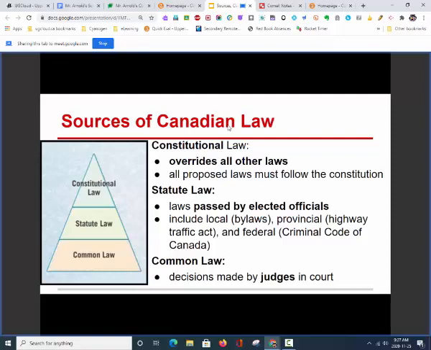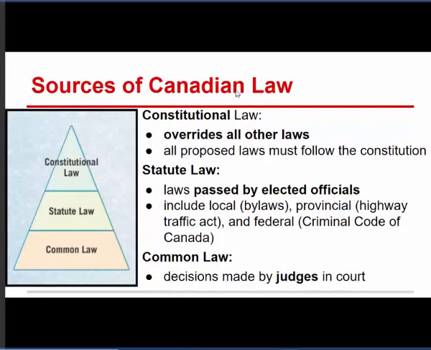The sources of Canadian law include the following. The first, and the source of law with the most authority over all other laws, the highest law in the land, is constitutional law. It overrides all other laws, and all proposed laws must follow the Constitution and the Charter of Rights and Freedoms. All other laws are also tested by the Charter of Rights and Freedoms.